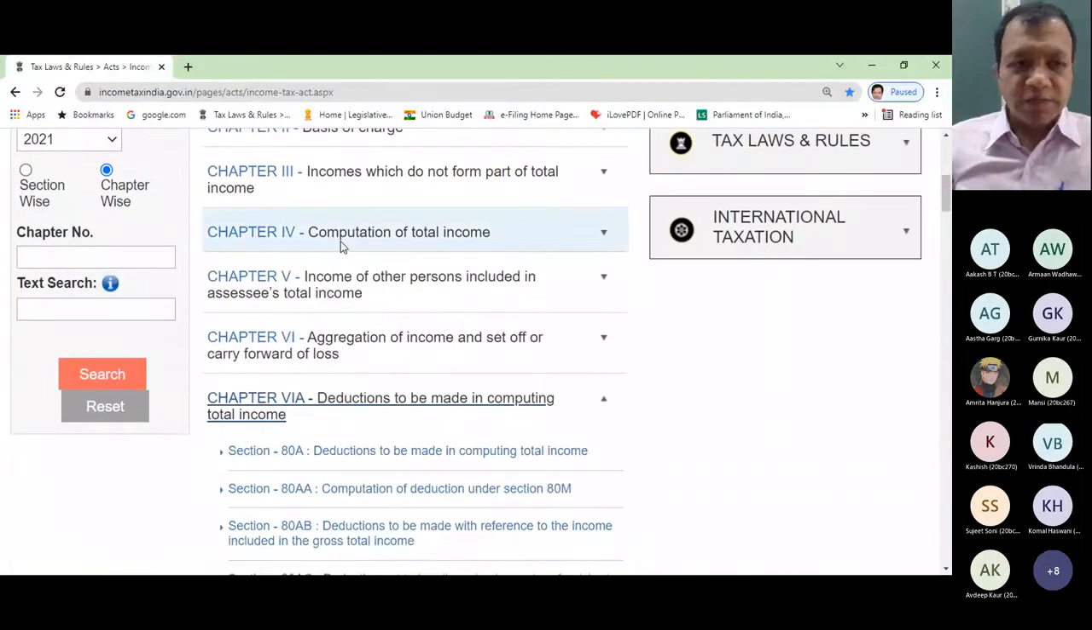Now I will simplify these deductions for you, but first let me give you a sample of 80C. So let me show you the website again. Let me give you an idea of how we study these deductions. Now this is 80C. I hope the screen is visible.